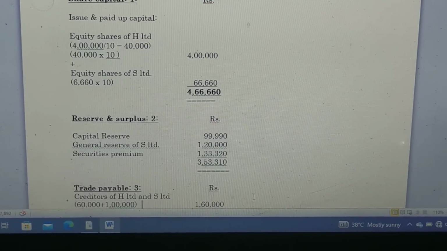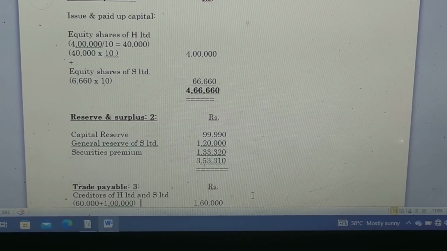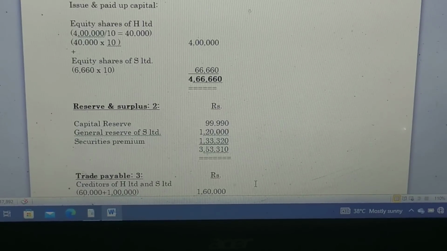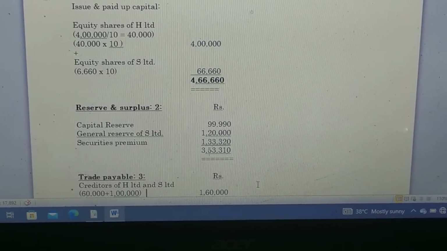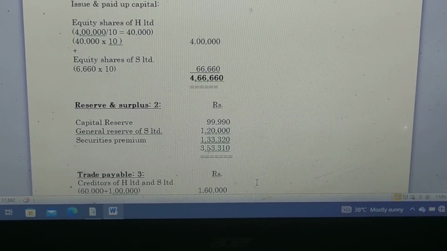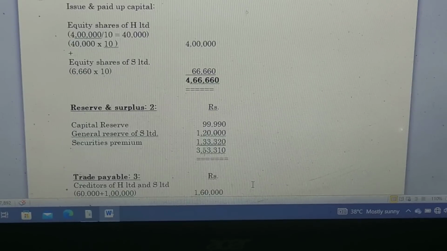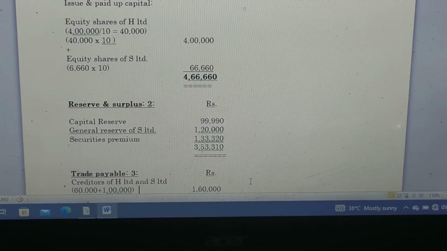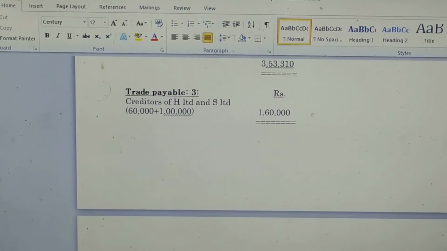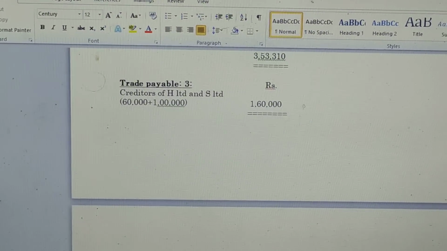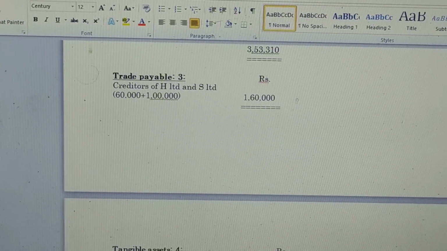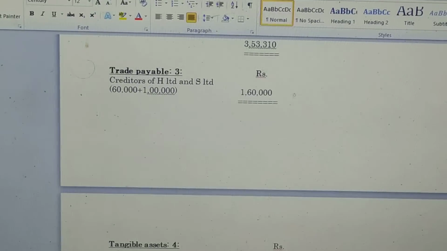And the general reserve of S Limited is 1,20,000. Then securities premium 1,33,320. It means purchase consideration in premium on issue of shares. So the total reserve and surplus is 3,53,310. And note number 3 is trade payable. So under the trade payable, creditors of H Limited and S Limited is 1,60,000. It means 60,000 plus 1 lakh.